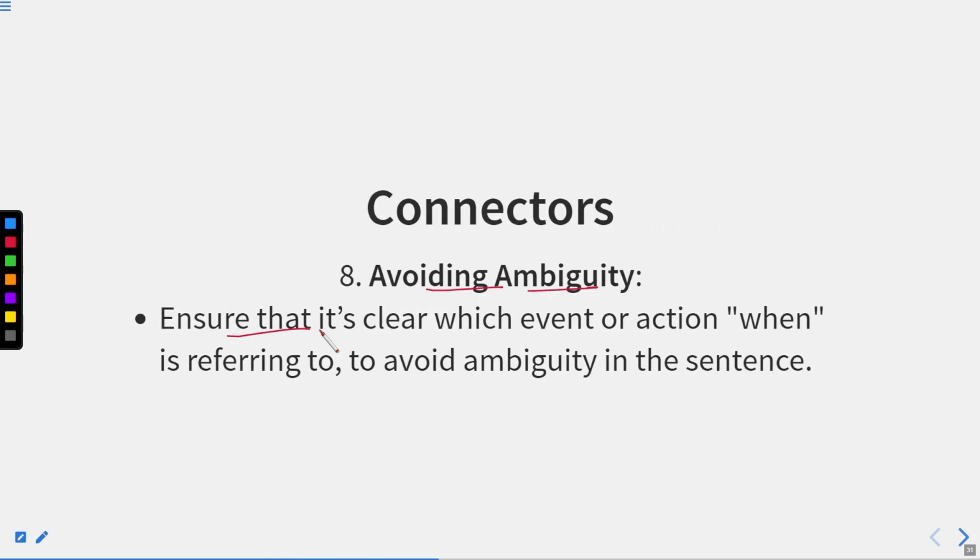Avoiding ambiguity. Ensure that it is clear which event or action "when" is referring to, to avoid ambiguity in the sentence. Whenever we are making a sentence, we should be clear that whatever action is taking place in the main clause should be relevant or related to the when clause, or the time which is indicated in the when clause. So the when clause should always be related to the main clause.